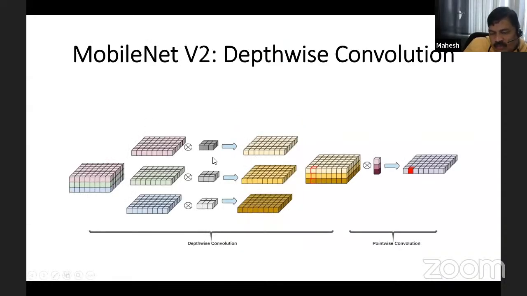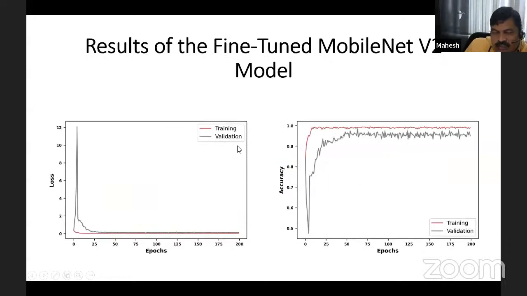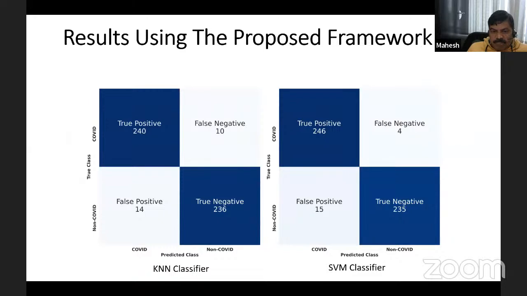MobileNet feature advantages: the number of computations is reduced actually. So they use depth-wise convolution and point-wise convolution, okay, these techniques. If we use the fine-tuned MobileNet feature, this is the accuracy we observed. During training, it's almost 100% accuracy, while validation is between 0.9 and 1. Okay. So this way we have improved the accuracy.